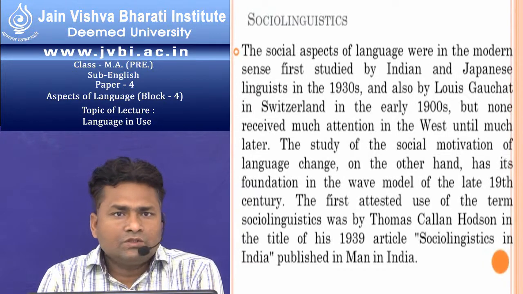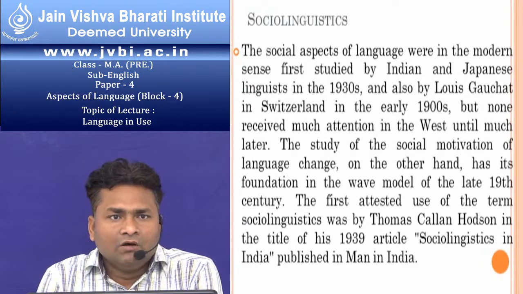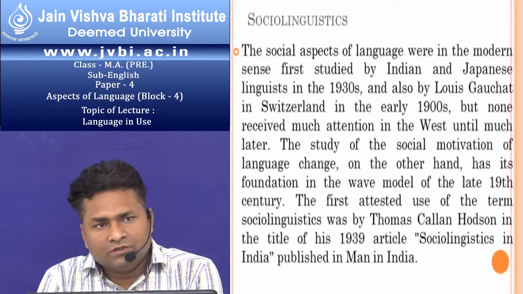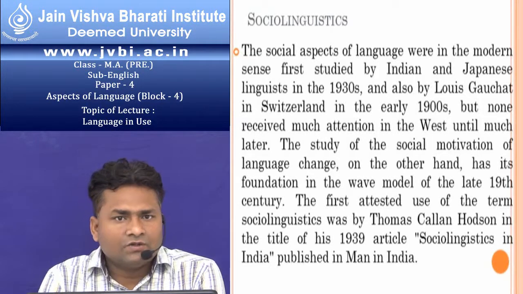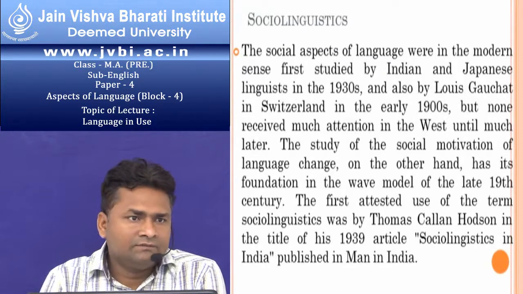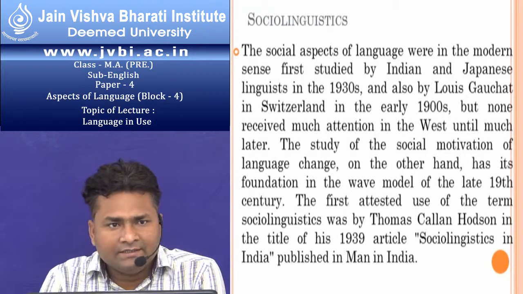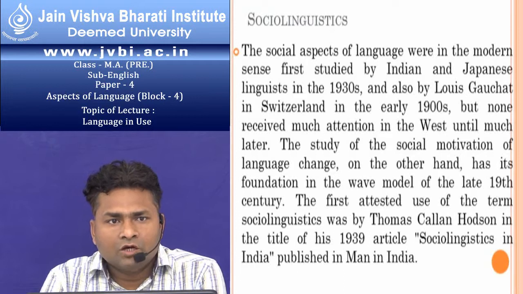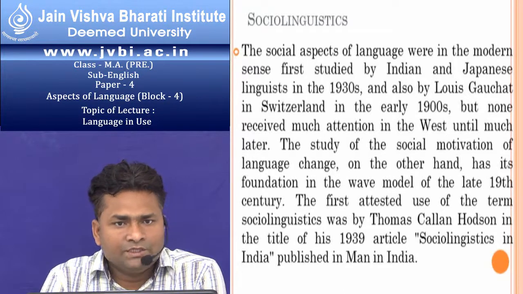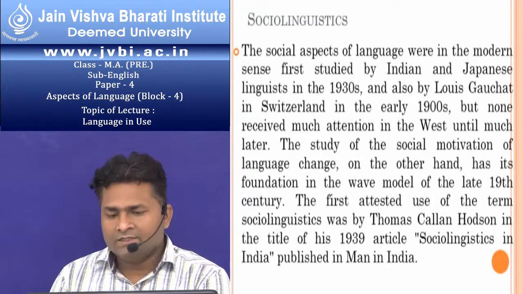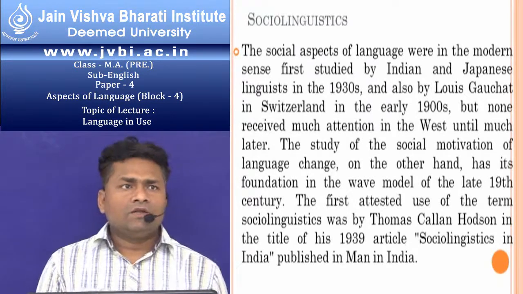The study of the social motivation of language change, on the other hand, has its foundation in the wave model of the late 19th century. The first attested use of the term sociolinguistics was by Thomas Callan Hodgson in the title of his 1939 article, Sociolinguistics in India, published in Man in India. So Thomas Callan Hodgson was the first person who used this title, Sociolinguistics, and in that article he expressed his theory related to sociolinguistics.